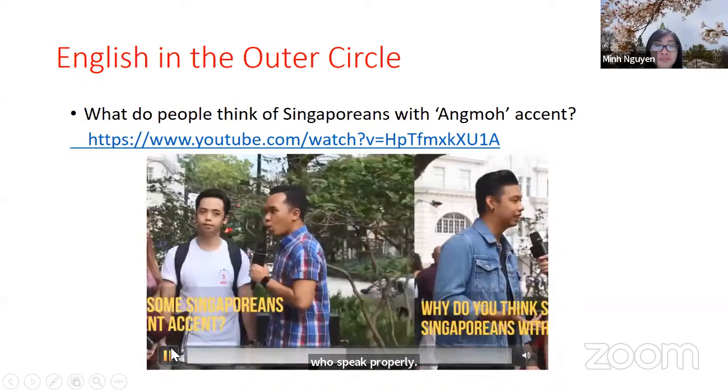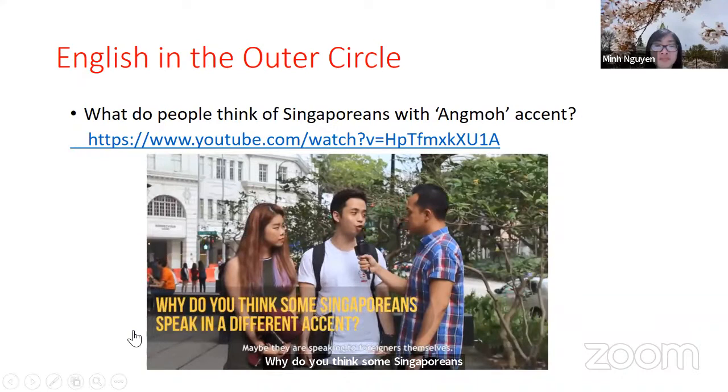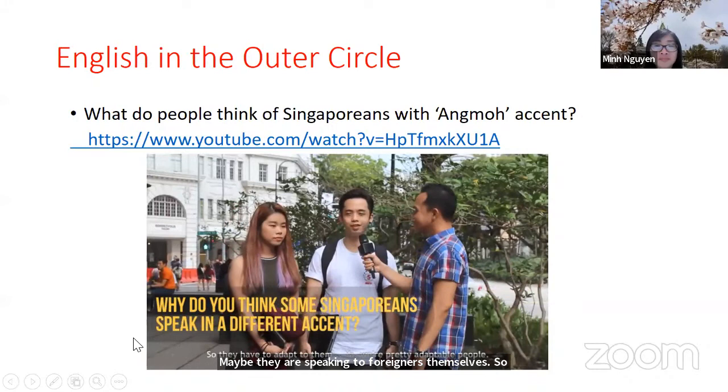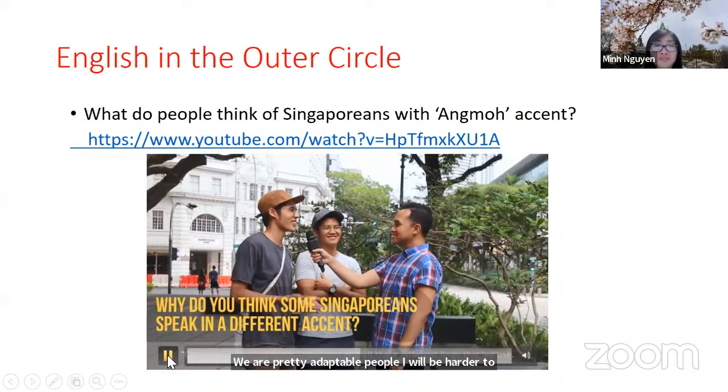Why do you think some Singaporeans speak in a foreign accent? Maybe they're speaking to foreigners themselves. Okay, so they have to adapt to them. Yeah, we are pretty adaptable people. It will be harder to understand if you say things like "siala" or "eh, bochio", or all these different lingos that we use.